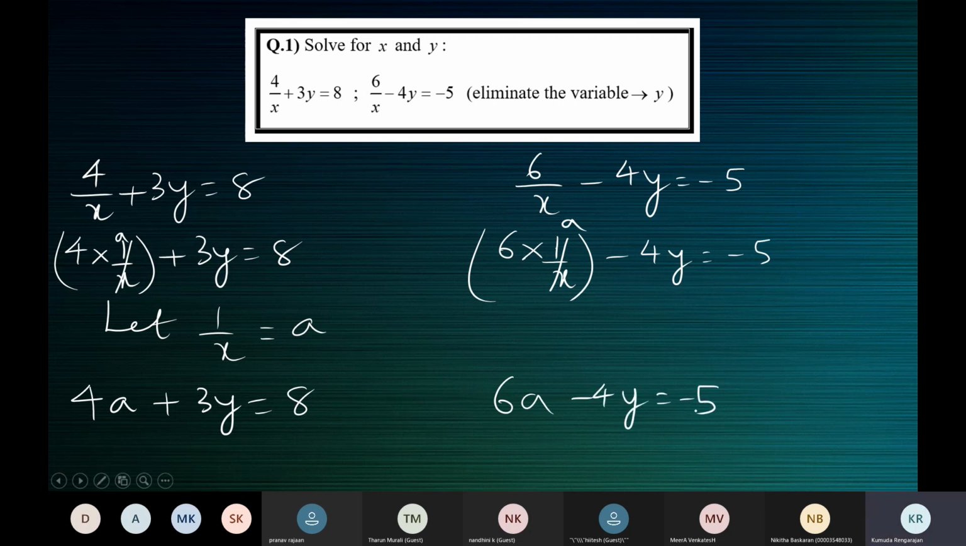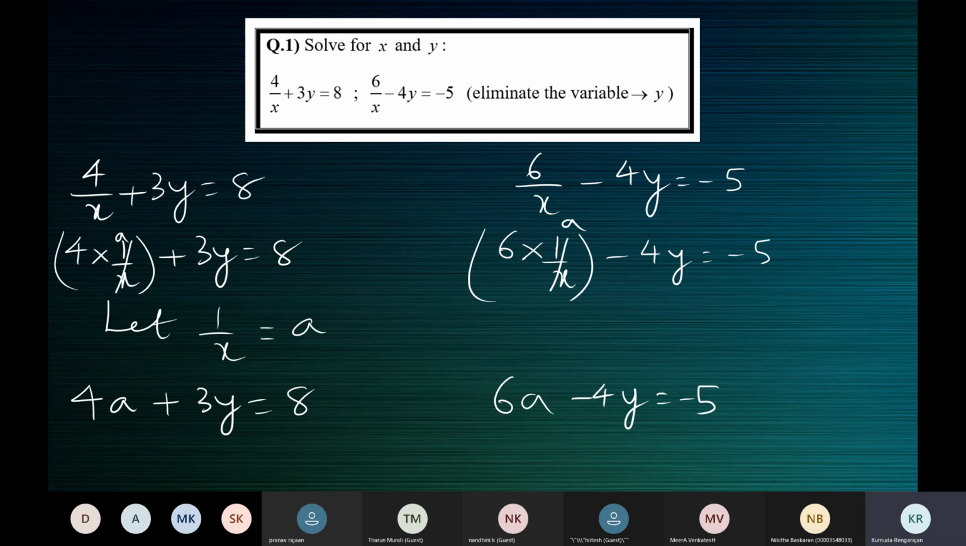Is this correct? Yes, ma'am. Now, these two equations are linear equations in a and y. Correct? Yes, ma'am. These two equations are linear equations in a and y.